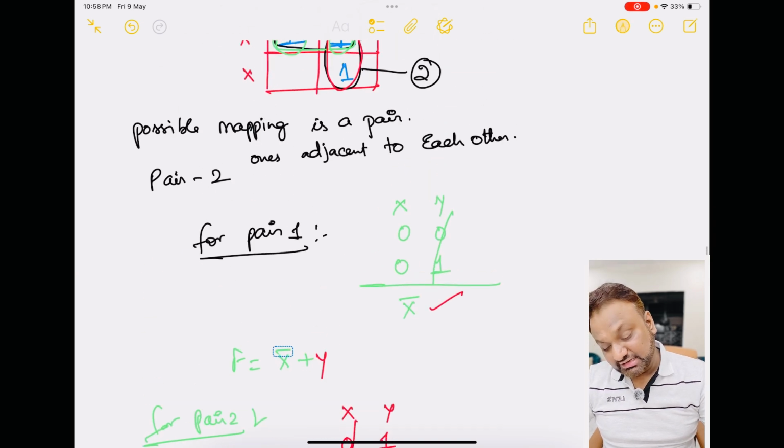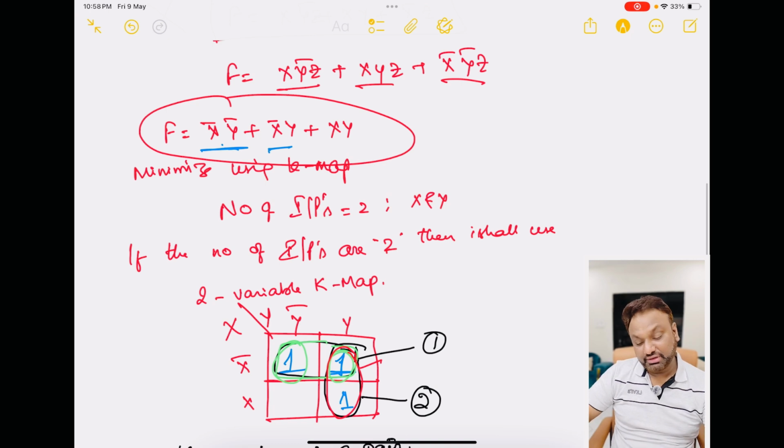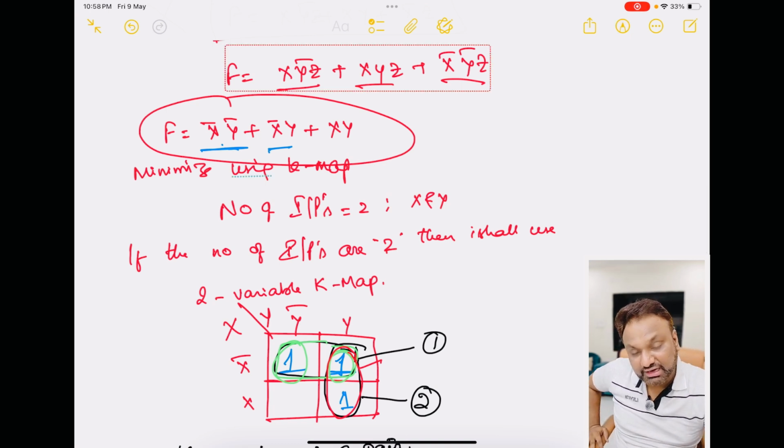You see here, initially I had 3 product terms: x bar y bar, x bar y and xy.